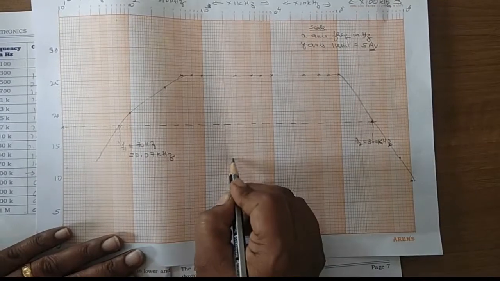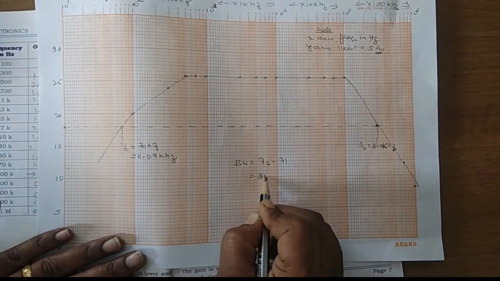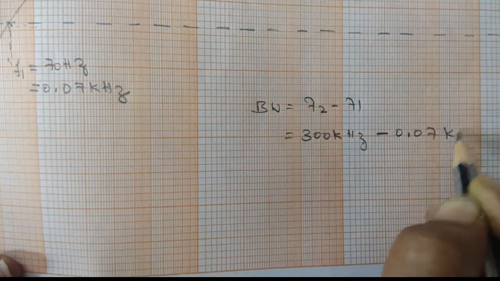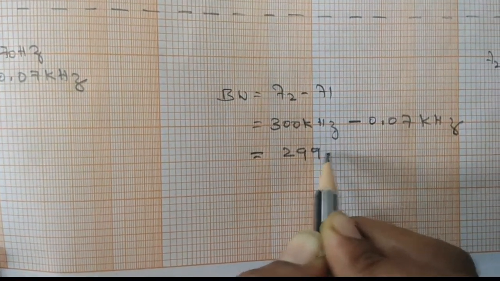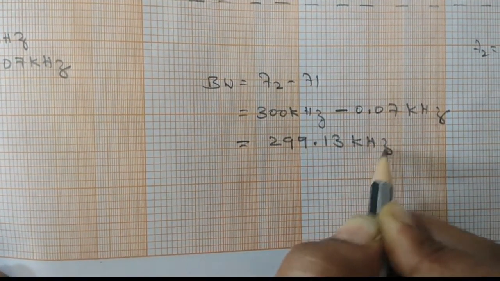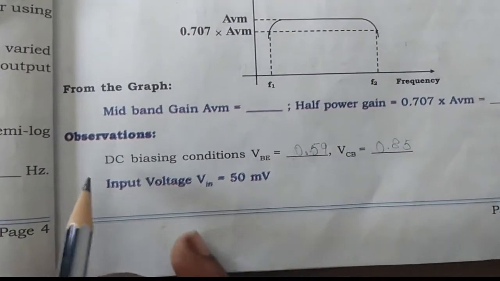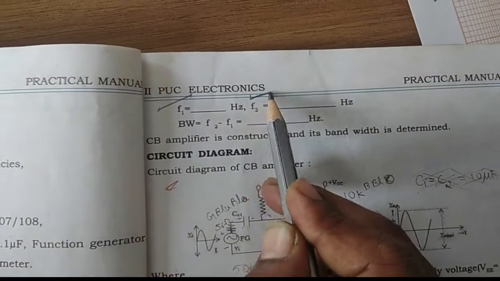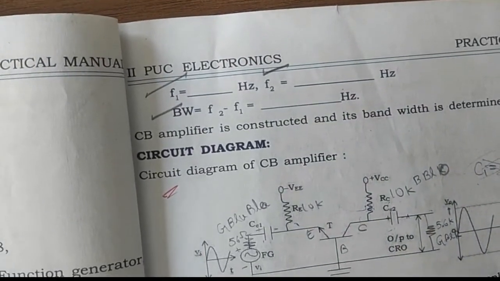Now you need to write bandwidth. Bandwidth is equal to F2 minus F1. This is 300 kilohertz minus 0.07 kilohertz. If you subtract this, it will become 299.93 kilohertz. Once you find this bandwidth, you need to fill the result column, that is the DC biasing condition, then what is F1, what is F2, what is bandwidth. That's how we complete the CB amplifier experiment.